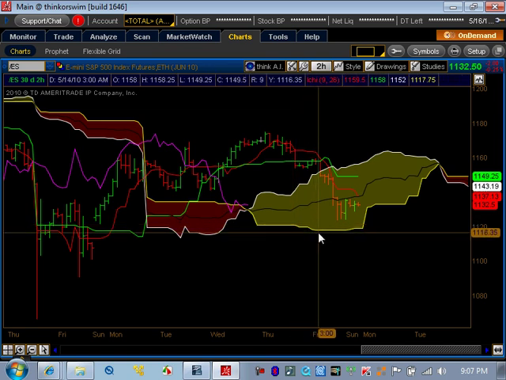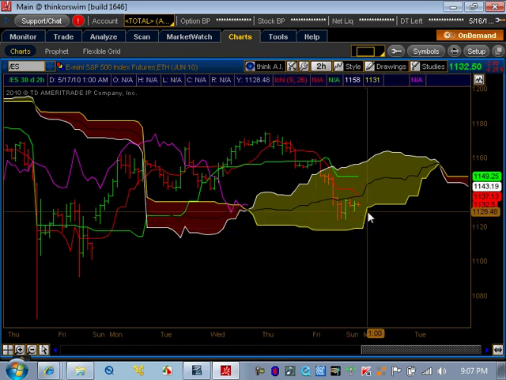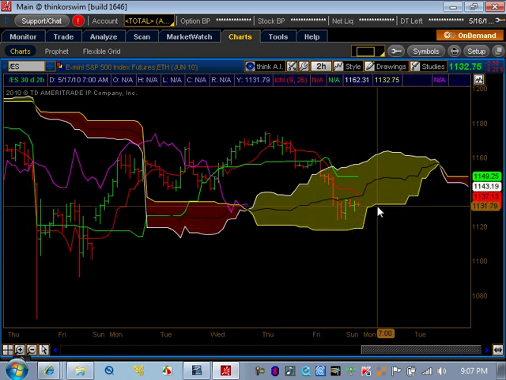And then the Senkou B is here, which is the yellow line that makes up the bottom of this cloud, and it basically consists of 52 periods. So price action for 52 periods.